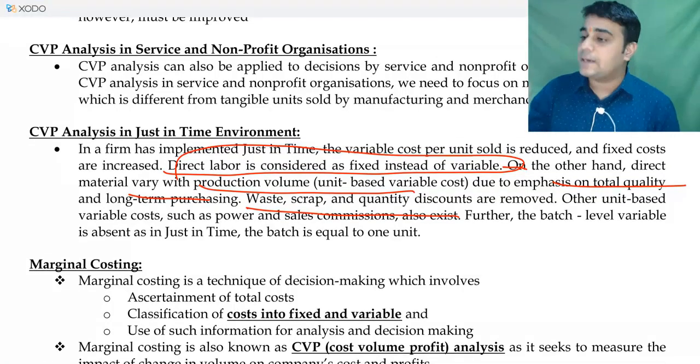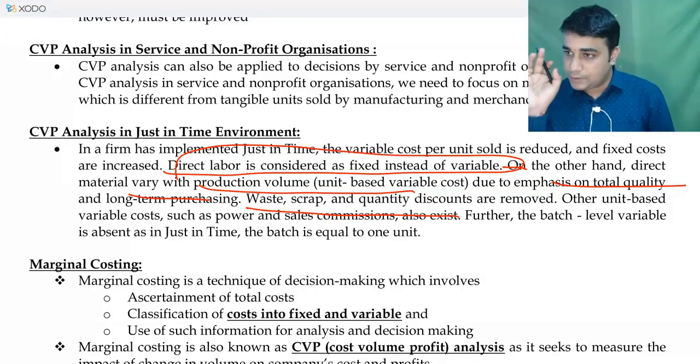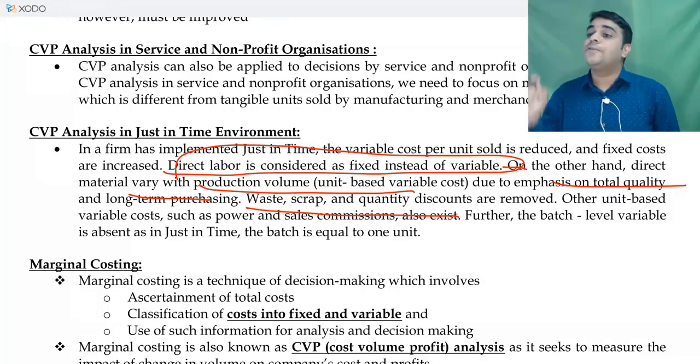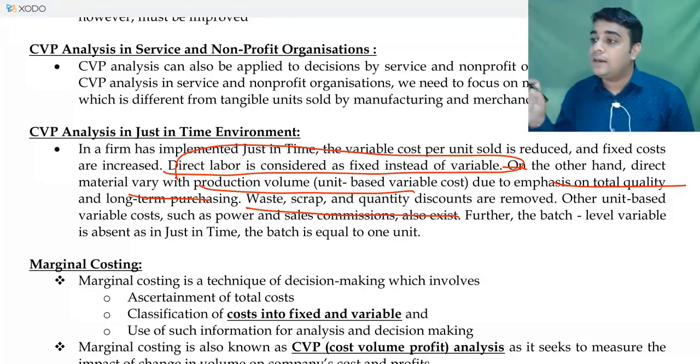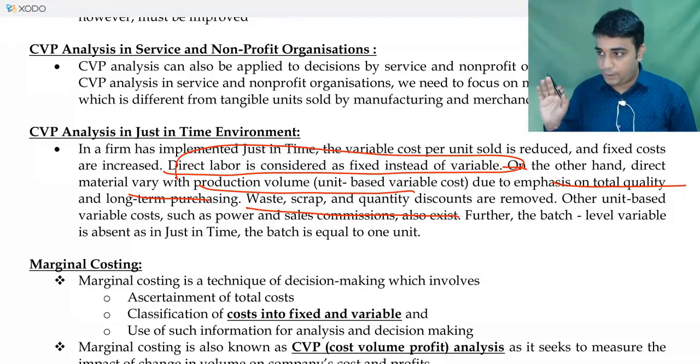Sometimes if a question says a company is implementing just in time and they say calculate break even point, you just need to keep in mind that labor cost for that scenario will be a fixed cost and not a variable cost. Write a note and accordingly calculate the break even point.